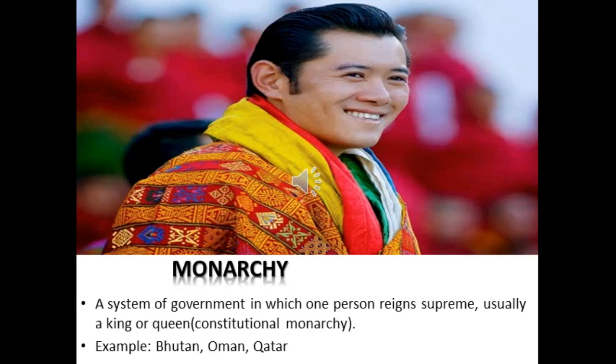So monarchy means a system of government in which one person reigns with supreme power. He may be a king or a queen. That is called constitutional monarchy. In this picture, he is the king of Bhutan, where constitutional monarchy is in practice.